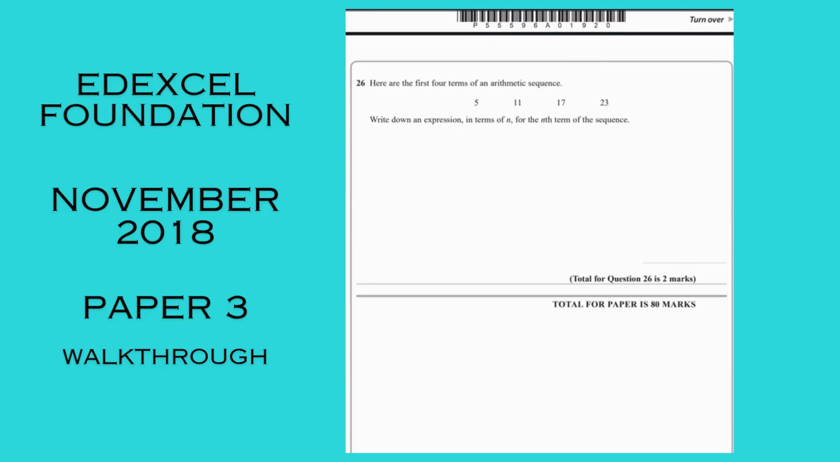Finally, an arithmetic sequence just wants the nth term. It's going up in sixes. 6n is in your answer. Your 6 times table looks like this. What do I do to my 6 times table to get the sequence? It's looking like it's take away 1. Job done, and there we go.